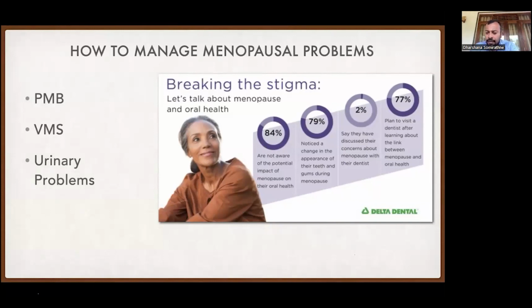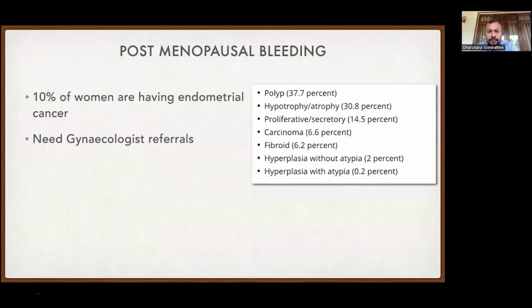I'm going to start with a little bit about postmenopausal bleeding. Menopause, technically, we define as a woman not having had a period for 12 consecutive months. After 12 months, if a woman comes with bleeding, we call it postmenopausal bleeding. Please refer to the gynecologist, because there's a 10% chance that she might have endometrial cancer. That's why we always recommend you refer to the gynecologist. In addition, it may be atrophic vaginitis, a polyp, or other causes as well.